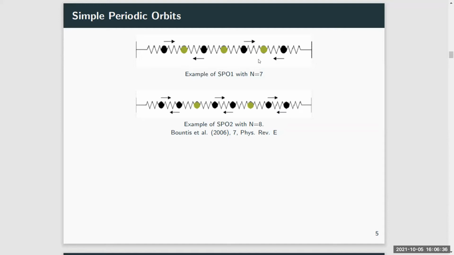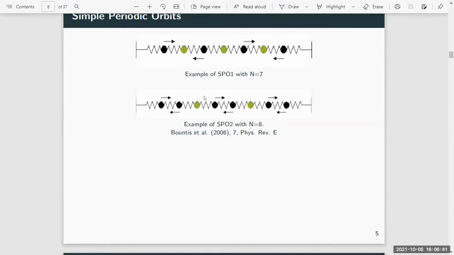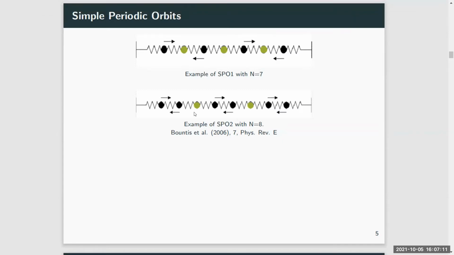And if we consider the SPO2, which is the one here, in this case, particles correspond to an arrangement where every third particle, 1, 2, 3, is stationary, whereas the two particles in between move in the opposite direction. So if we consider N equal to 8, as you can see, similarly, the third and sixth are 0, and the first, second, and fourth, fifth are in the opposite direction, and they are symmetric. I think you get the idea.